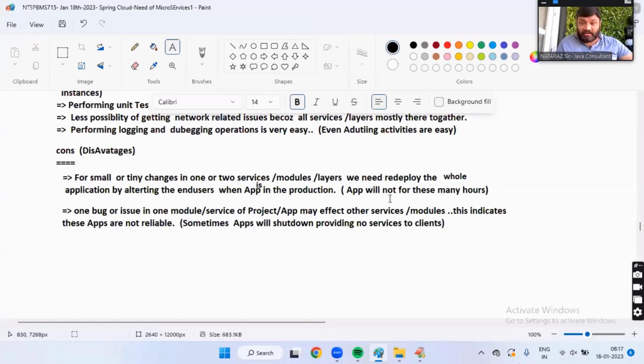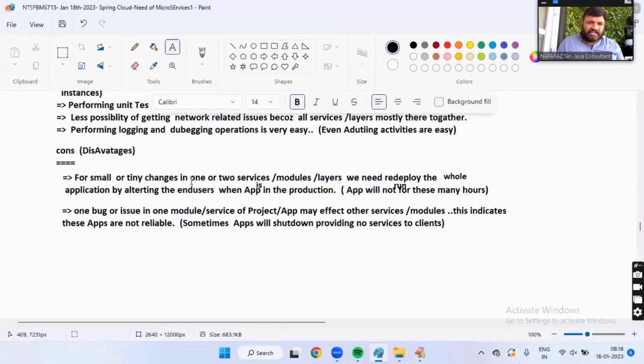The application will not run for so many hours. Yes or no? For so many hours the application will run or will not run. Everyone understanding my statement?